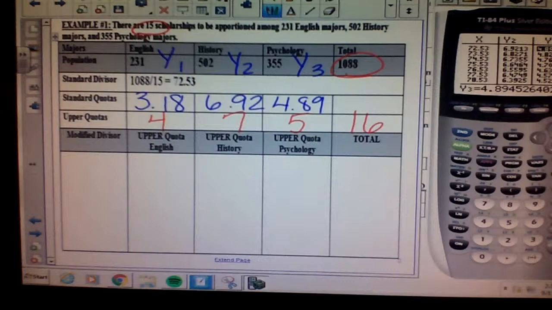We didn't poof an extra scholarship. So I need to somehow lower this number by making this one go up. Remember, we're trying to up your standard divisor. So I'm trying to up 72.53. We can do 72.9.